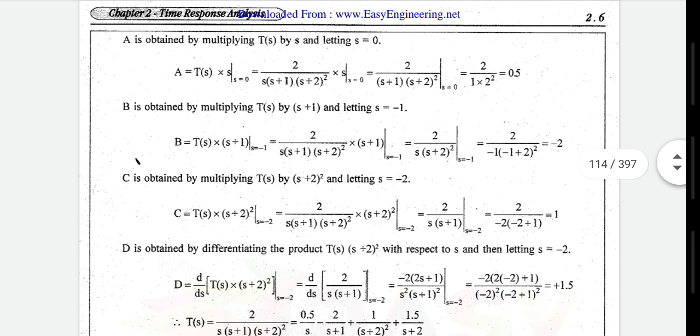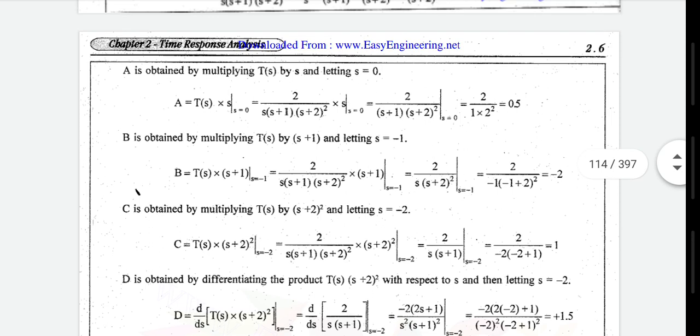Okay, similarly B value is obtained by multiplying T of S with S plus 1 and letting S is equal to minus 1. So B is equal to 2 by S into S plus 1 into S plus 2 whole square into S plus 1, by letting S is equal to minus 1. So now S plus 1 and S plus 1 get cancelled. So what is the value here?